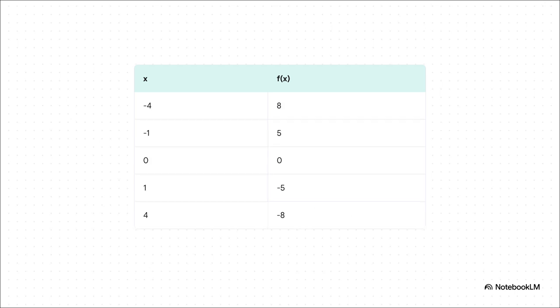And here's the pattern you'll see for an odd function. Notice that the outputs for opposite inputs are, well, opposites. F of 4 is negative 8, but f of negative 4 is positive 8. F of 1 is negative 5, while f of negative 1 is positive 5. This pattern, where you get opposite outputs for opposite inputs, is the classic sign of an odd function.